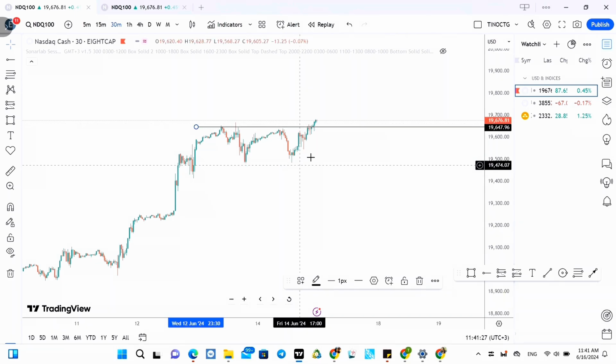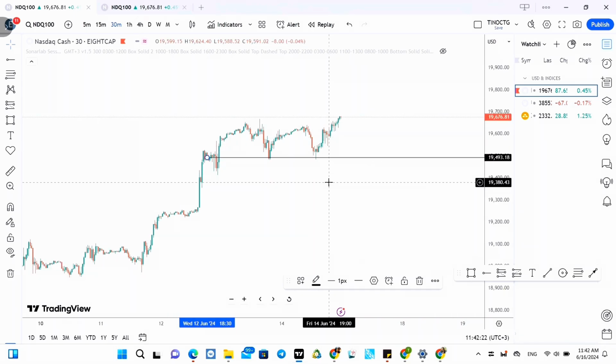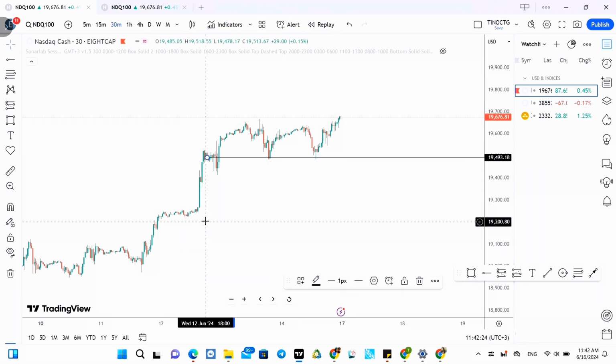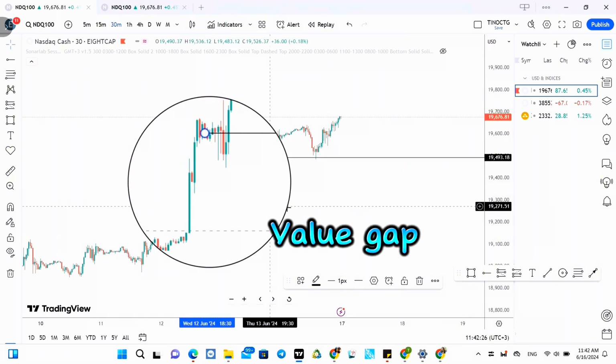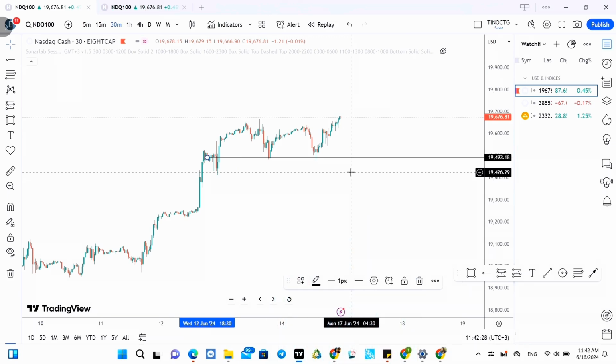So technically all of these things had not yet happened. We were going to push down with the market to maybe close off this value gap right over here to around about this zone. And that's what I was literally looking to see in the market. But the market was like, no, that's not what we're looking for.